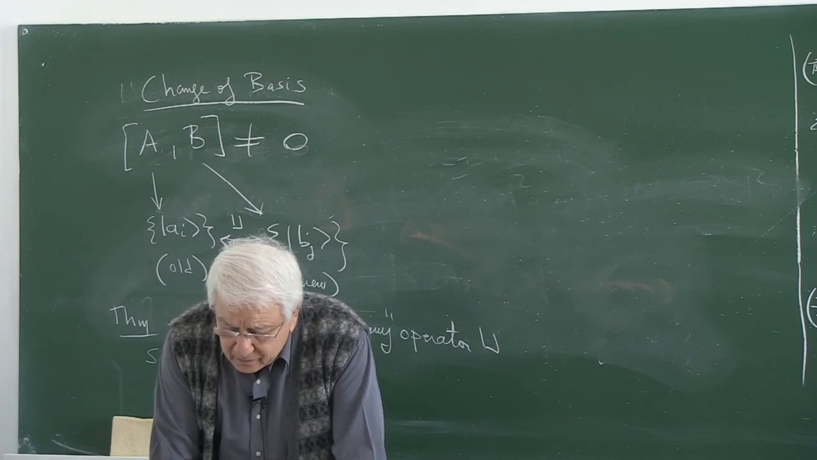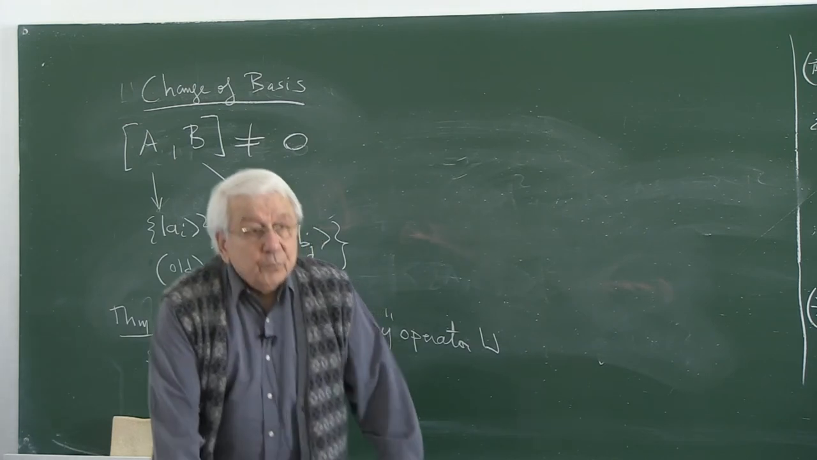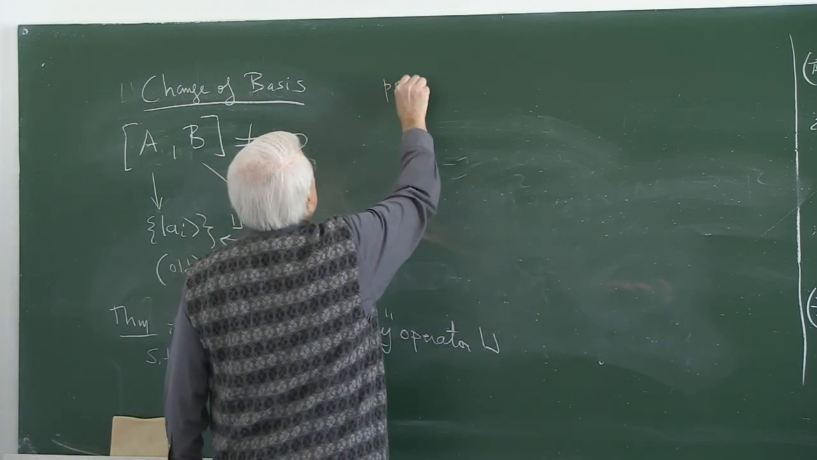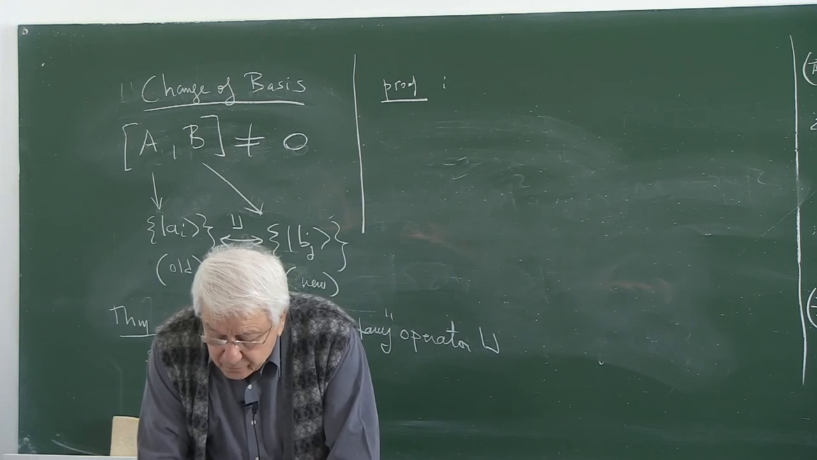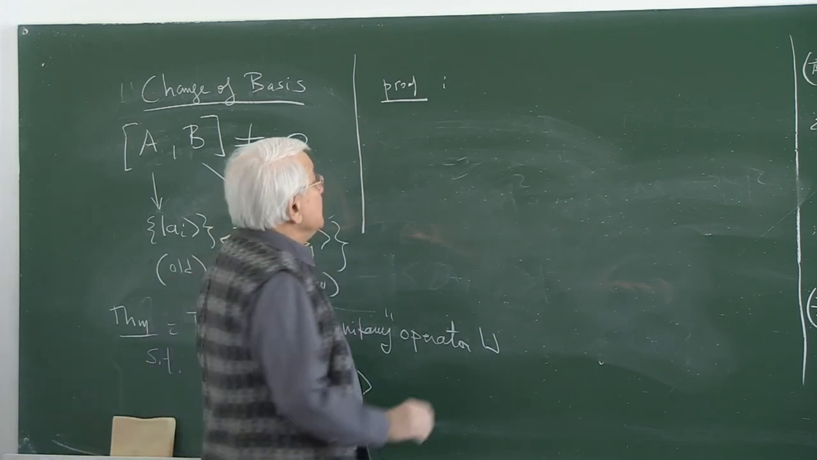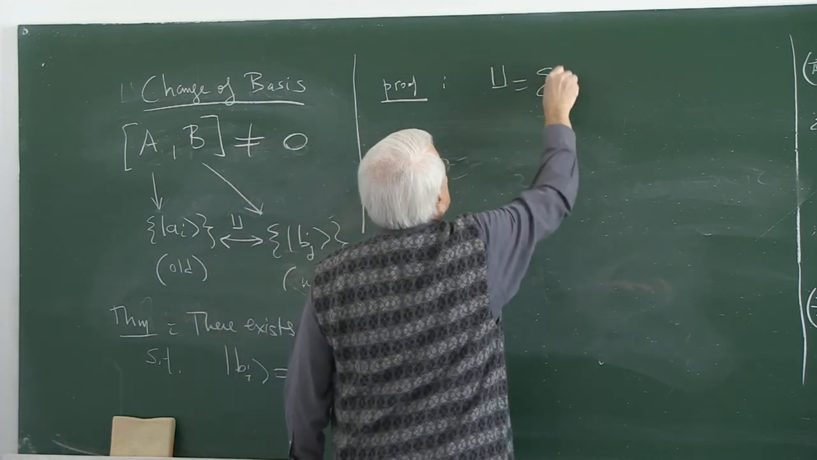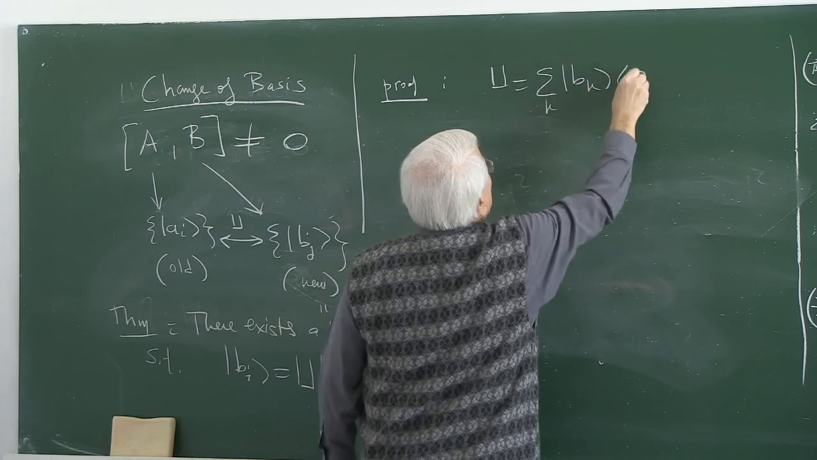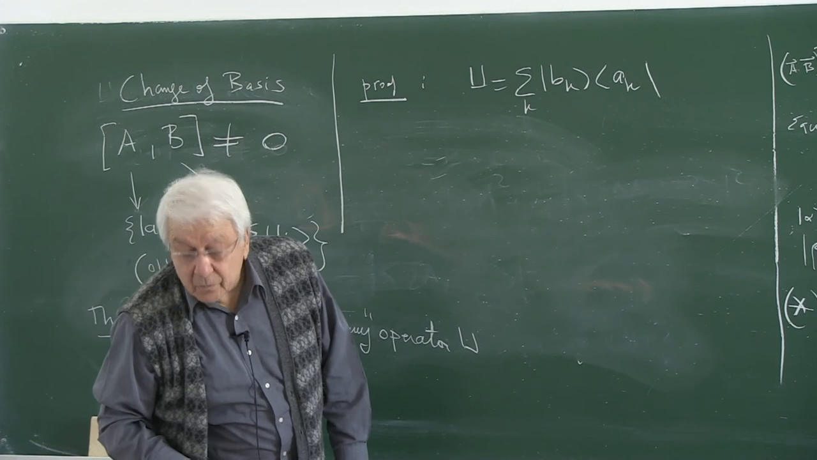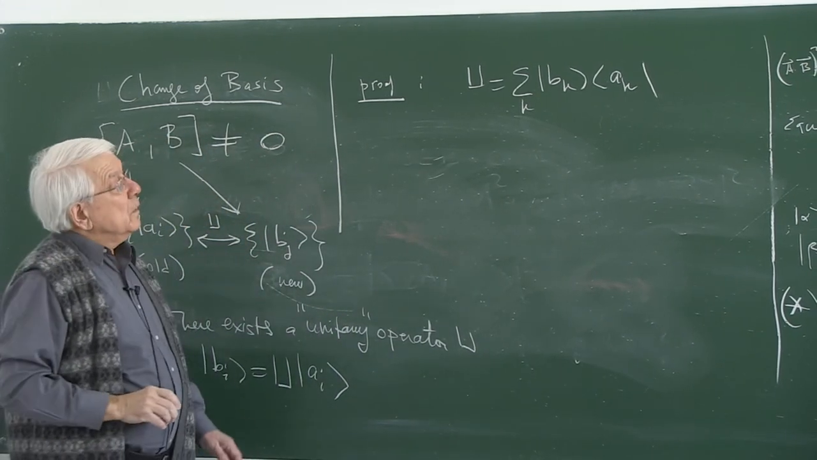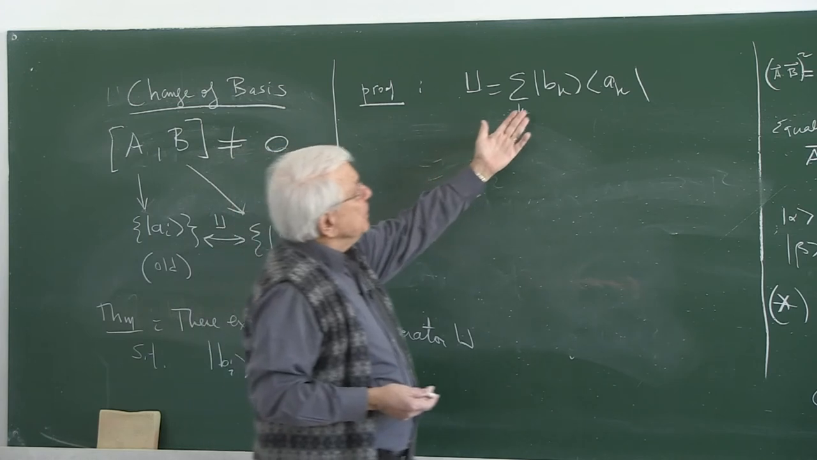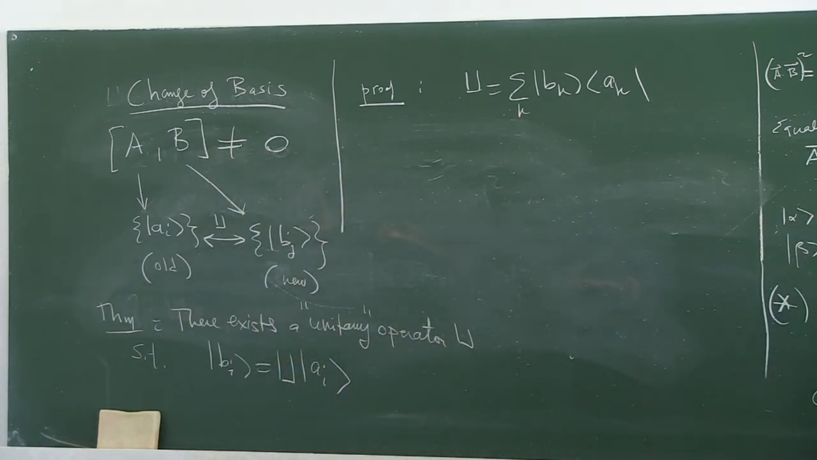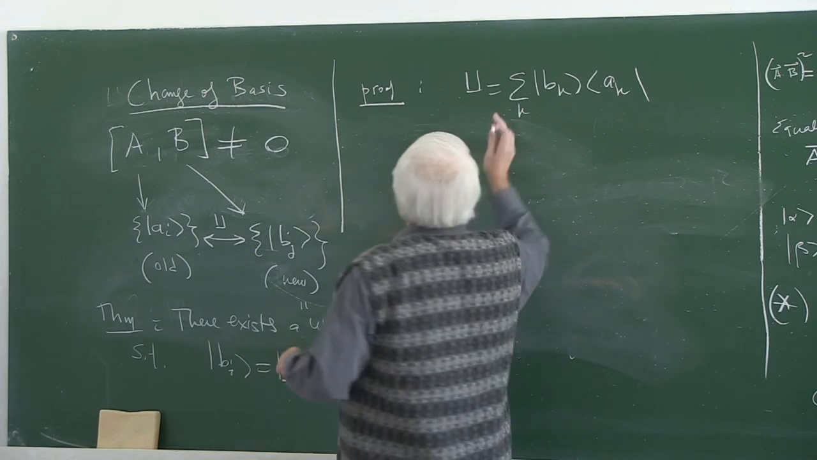Well, here you may not like this demonstration, but the proof goes as follows. He claims that this U, which does the job for you, is given as the sum over k of |b_k><a_k|. Okay. Obviously, remember when we were discussing operators and their matrix representations, we have seen that a product of that form is an operator indeed, when it's written in that order. It does the job for us.